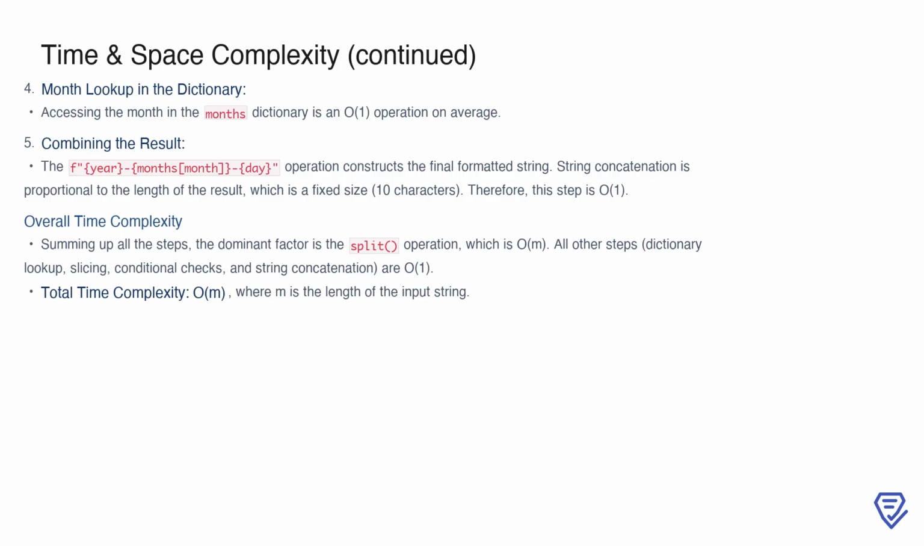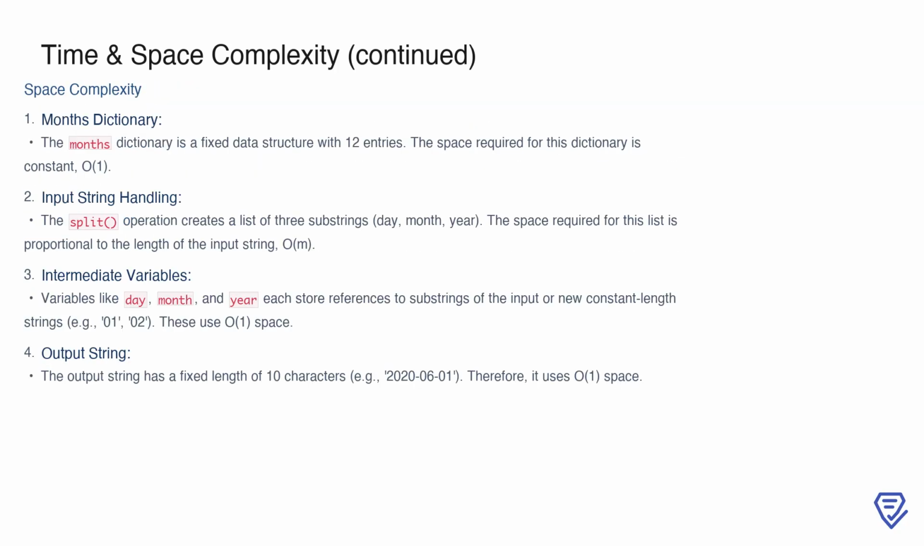When we sum up all these steps, the dominant factor remains the split operation, which is O(m), while all other steps contribute O(1). Therefore, the overall time complexity of the solution is O(m), where m is the length of the input string. Next, we consider the space complexity of the solution. The months dictionary is a fixed data structure containing 12 entries, which does not grow with the size of the input. As a result, it requires constant space, O(1).